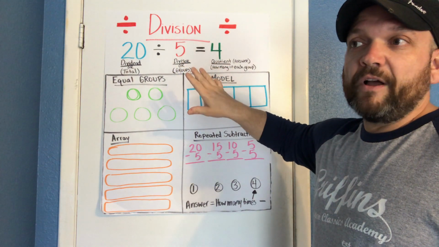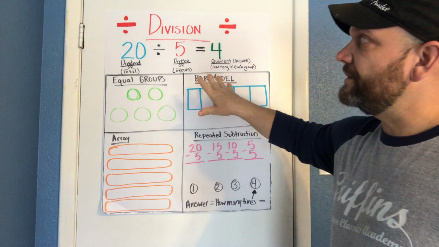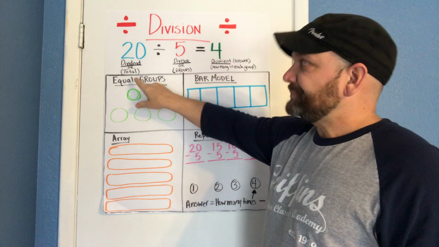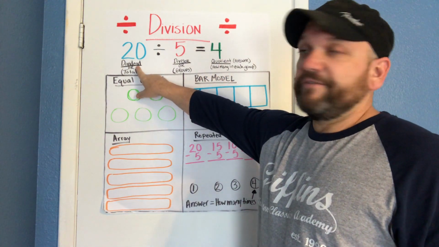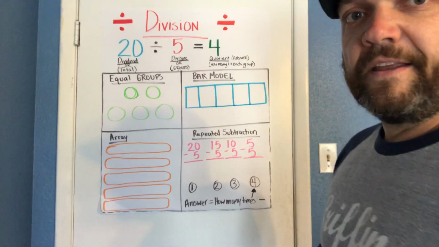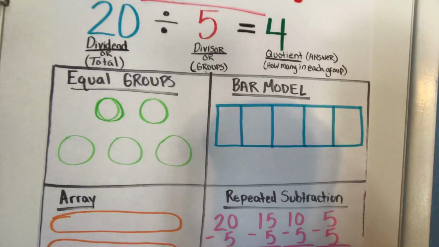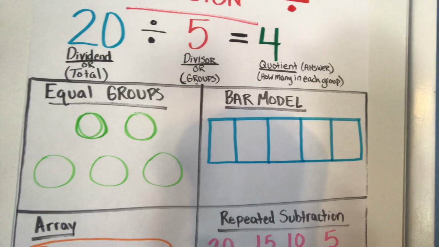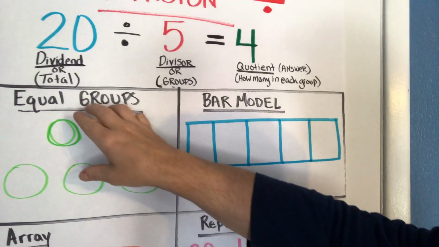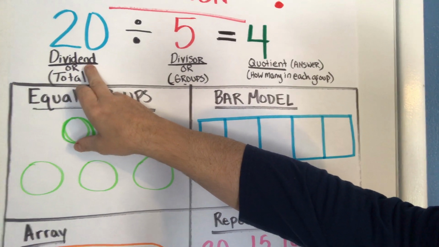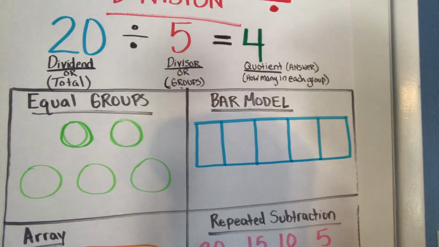There's a couple of basic words, some vocabulary that you need to know before we start division. We've got the word dividend. I don't know if you can see that. I can bring it a little closer there. I'll send pictures of any charts that I make, any anchor charts. So a dividend also means the total.